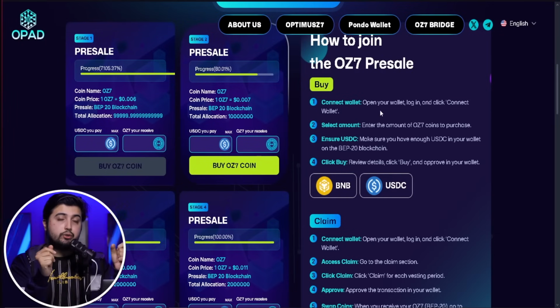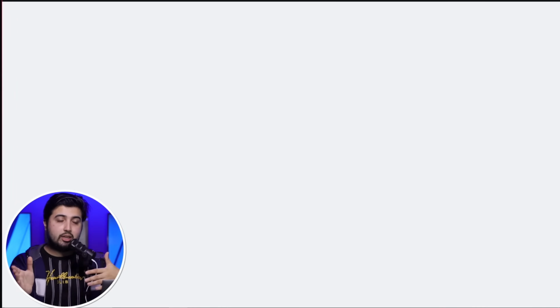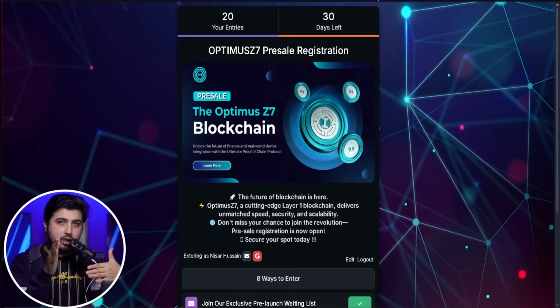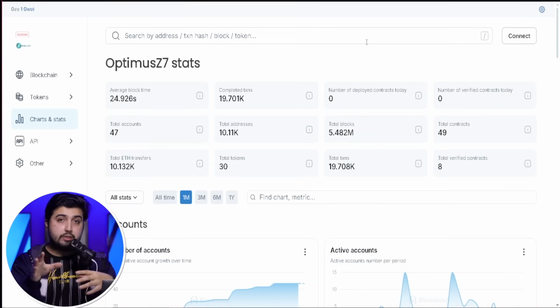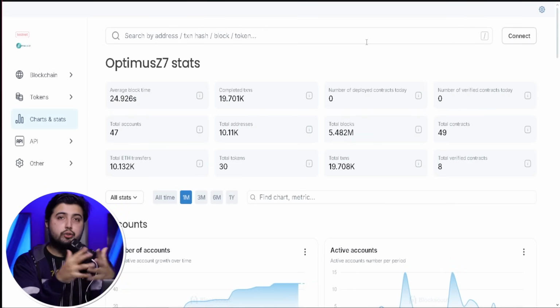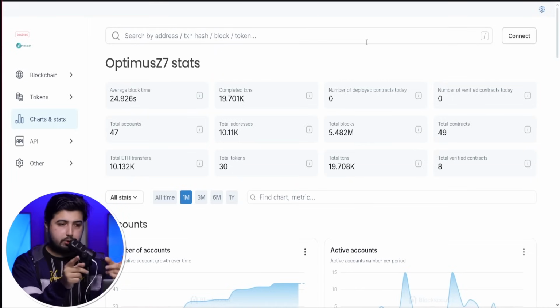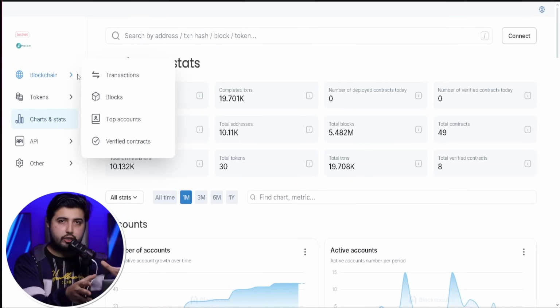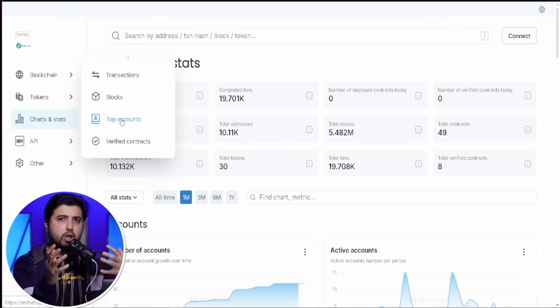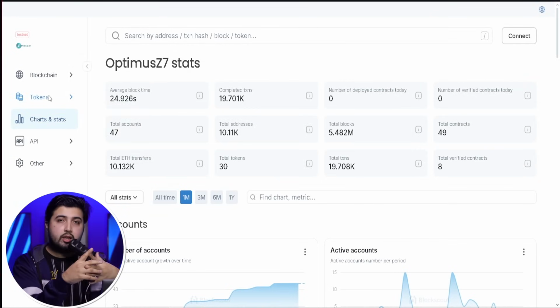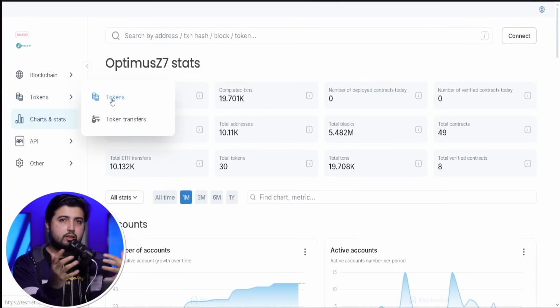And I'm going to show you guys how you can register for the pre-sale. But before we do that, let's talk about the testnet. The testnet for the OptimusZ7 blockchain is officially live and it is active. I'm going to share the link in the description so you can check it out. When you come over here, you can check all the transactions, the blocks, top accounts, and verified contracts. You can also check the tokens that are created on this test network and the token transfers there.